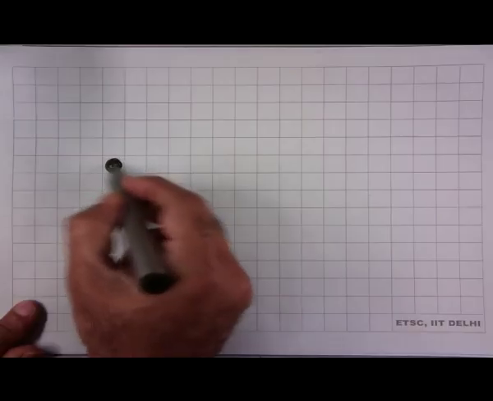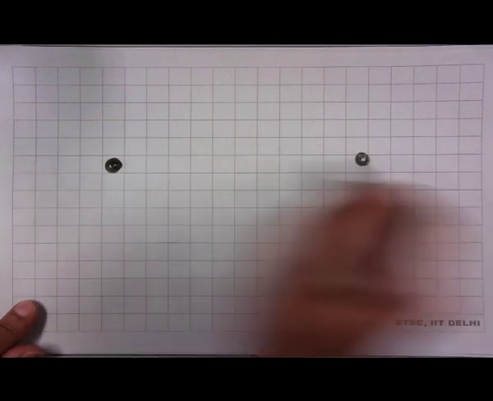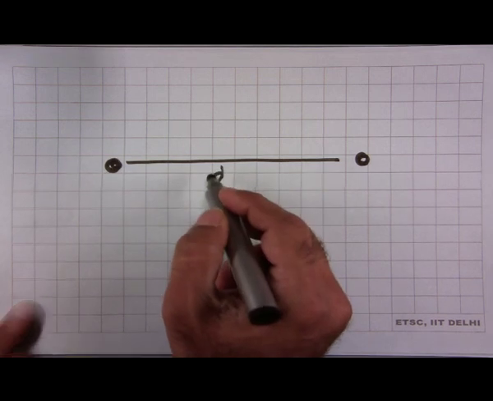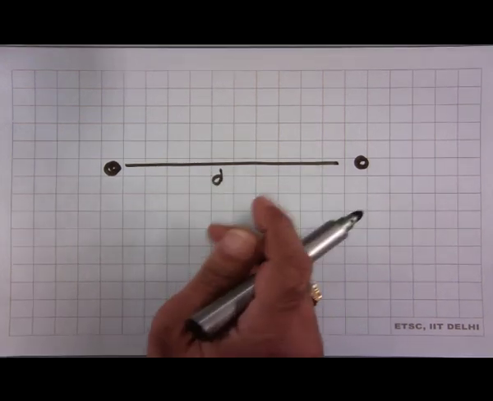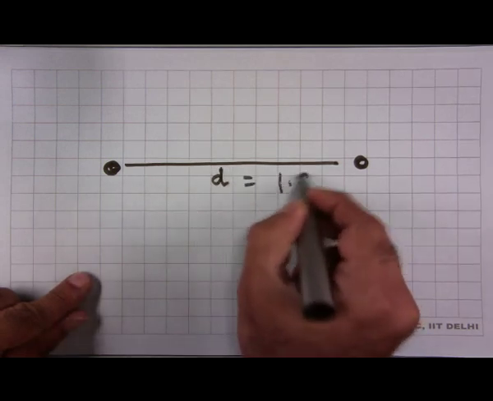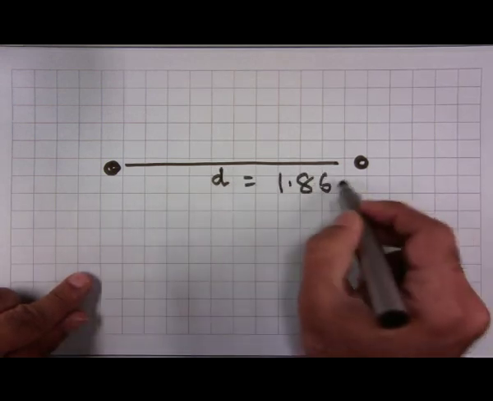So that is fine. Then we have to worry about the distance between the balls. How long was the rod? So this distance, is this what I want? Yeah, this distance was 1.860 meters.